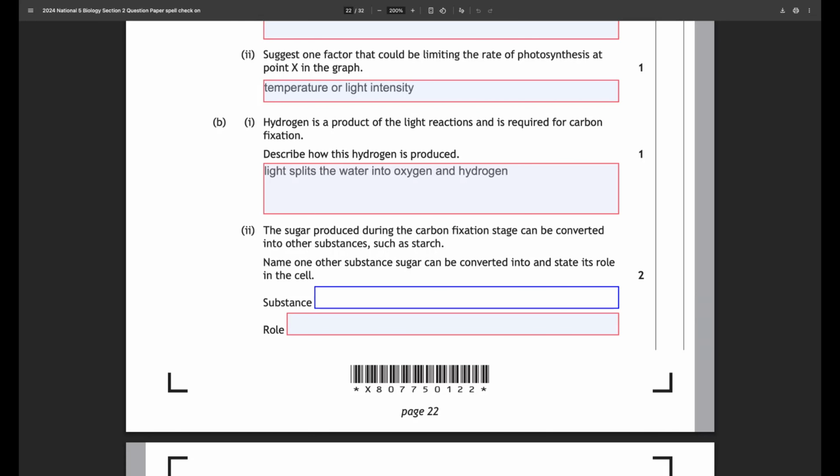Okay, so you have to mention something along the lines of the water is split, or it splits the water, or something like that. B part 2, the sugar produced during the carbon fixation stage can be converted into other substances, such as starch. We have to name one other substance the sugar can be converted into and state its role in the cell. So again, hopefully we know the difference here between the two. So we've got our cellulose, okay, so sugar can be converted into starch and cellulose. It can also be used for respiration, but that's not relevant to this question. Its role within the cell is it provides structure within the plant cell wall, or you could say something like it makes up the cell wall, or it's a component of the cell wall, okay. Something similar to that would get you the mark there.